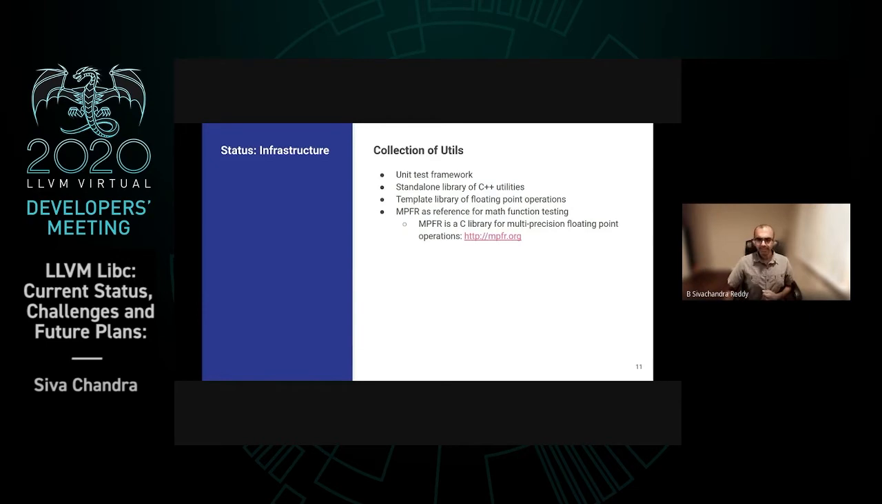Next among utilities is a template library of floating point operations. I've already talked about this when I talked about math functions, so I will not spend more time on it now and will move on to the next utility piece we built.